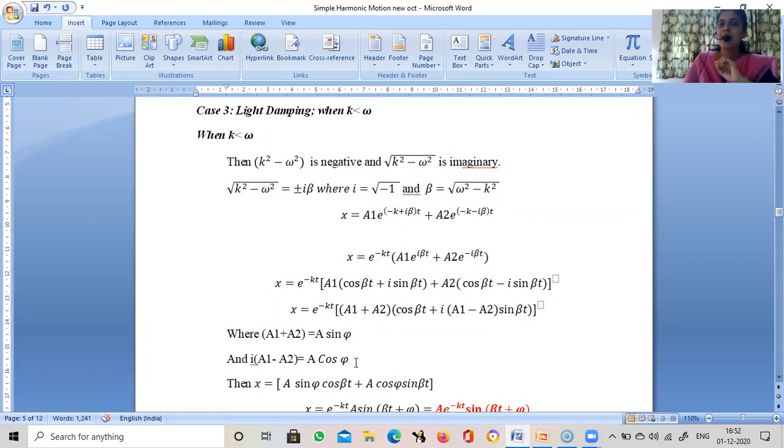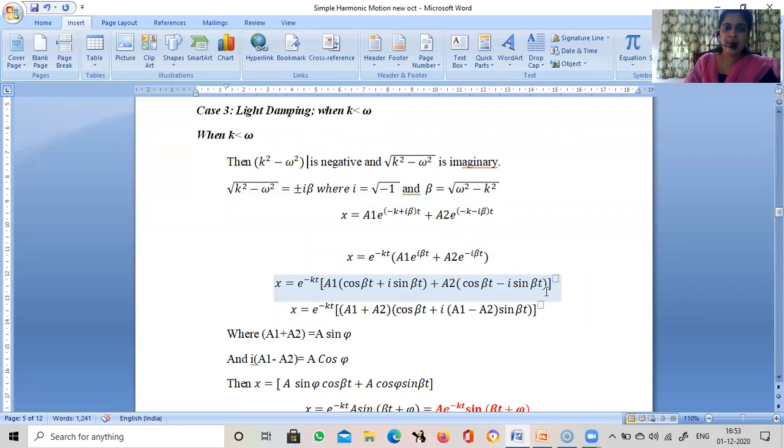Now, we have the general equation e raised to I theta is cos theta plus I sin theta, and if it is e raised to minus I theta, cos theta minus I sin theta. So here we are going to expand e raised to I beta t as cos beta t plus I sin beta t, and e raised to minus I beta t as cos beta t minus I sin beta t. So in the next line we have x is equal to e raised to minus kt into a1 inside the bracket expand e raised to I beta t as cos beta t plus I sin beta t plus a2 into cos beta t minus I sin beta t.